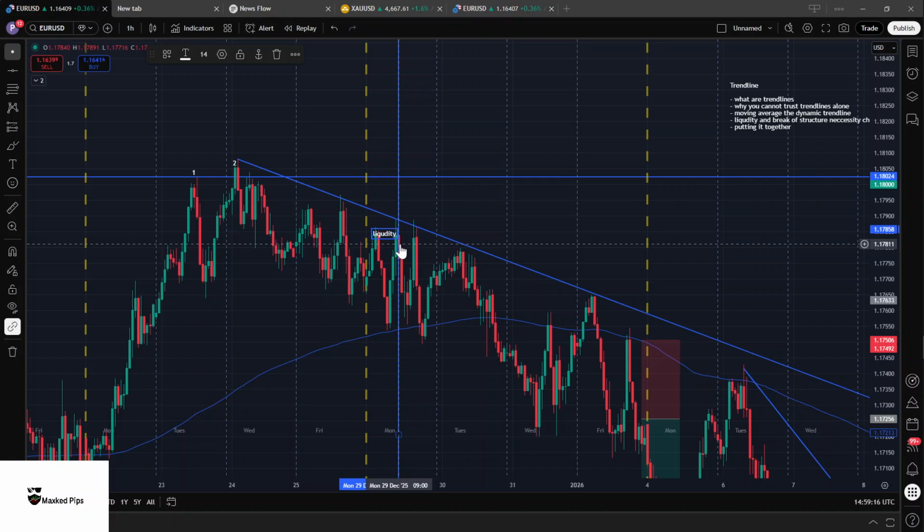Liquidity swept. Forgive my typing. So liquidity has been swept. Liquidity is staying at this point in the market. I think it's better I use a line to describe it. There is liquidity above this point in the market.